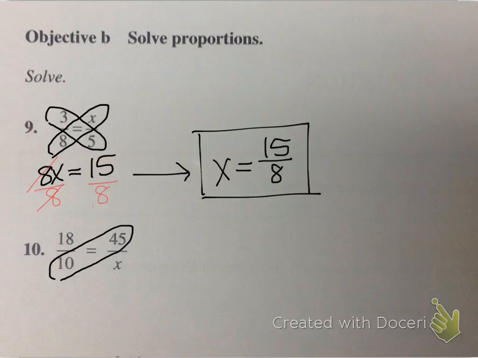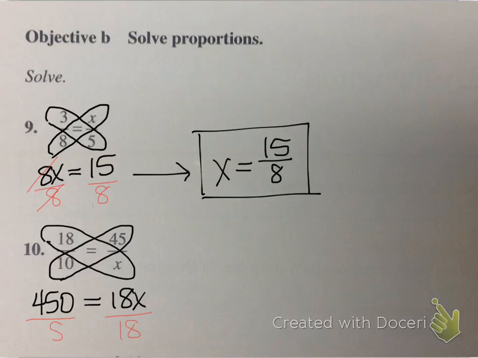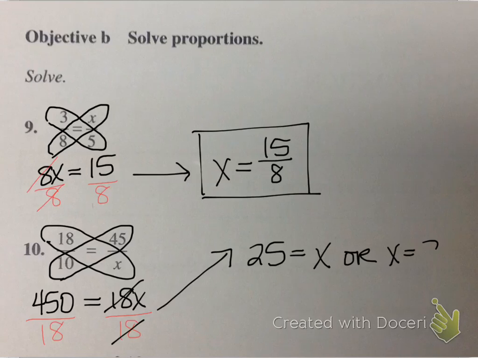Again, I'm going to do cross products. 10 times 45 is 450. 18 times x is 18x. Then I have to get x by itself, so I'm going to divide both sides by 18. That's going to give me 450 divided by 18, and it does divide evenly. I get 25 on the left, and on the right, my 18s cancel, and I have just x. So x equals 25, or 25 equals x. We more commonly write it, though, x equals 25.